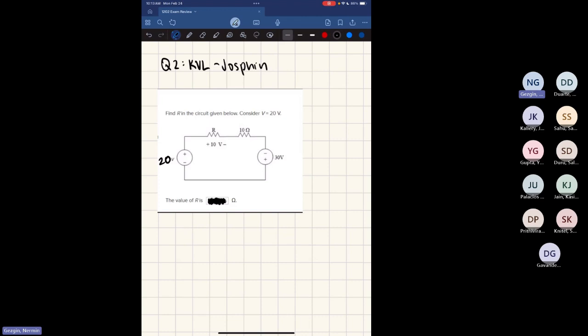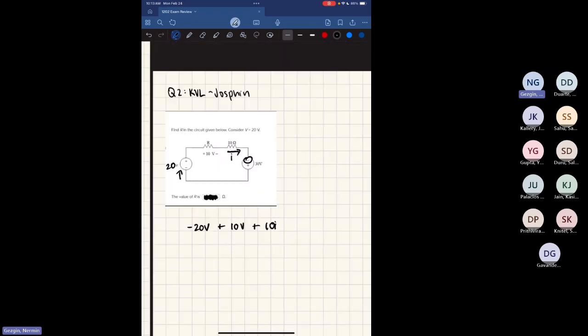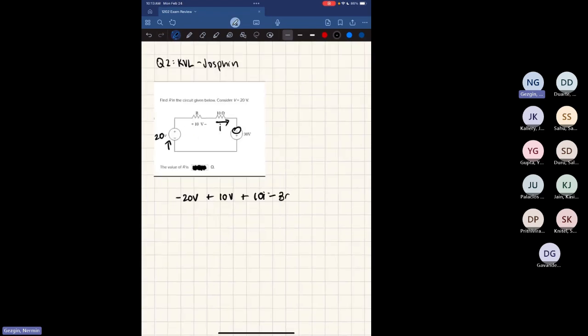So just be sure you follow around in a loop and pay attention to the signs. If we start here, this will be negative 20 volts. And then remember Ohm's law, where voltage is equal to current times resistance. So here, we can still say it's 10 volts. For here, there's a current flowing through it, so we can say plus 10I. And then finally, we have this voltage here, where you start with a negative, so that's a minus 30 volts. And we set these all to 0.